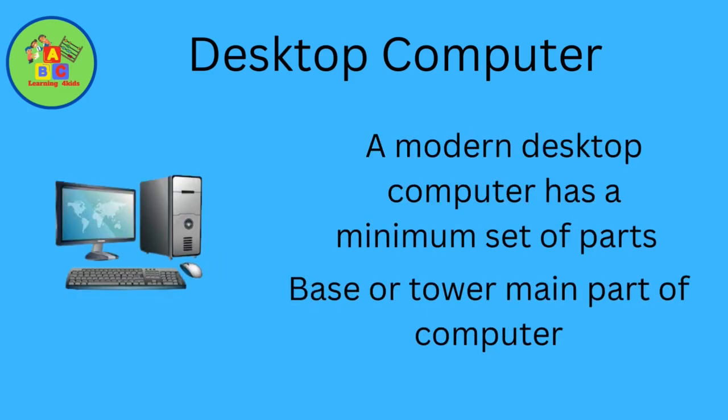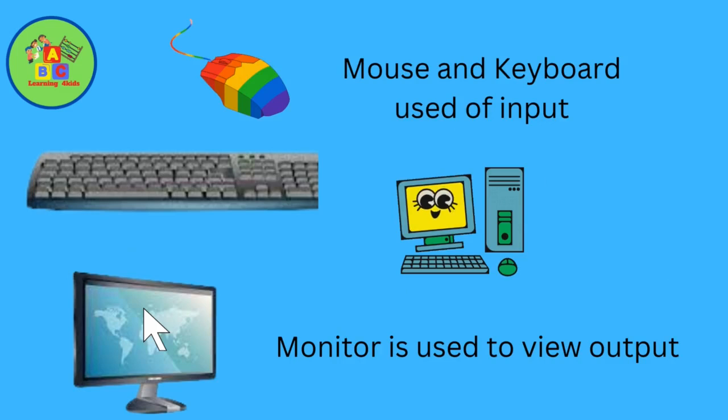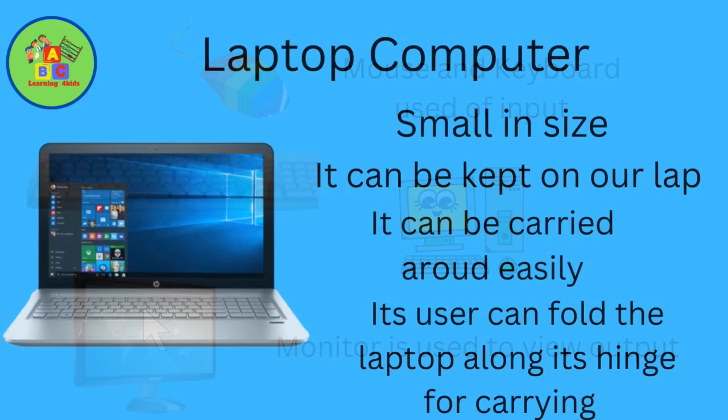A modern desktop computer has a minimum set of parts. The base or tower is the main part of the computer. The mouse and keyboard are used for input. The monitor is used to view output.